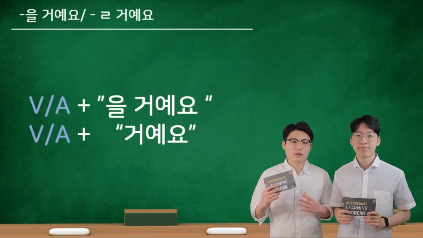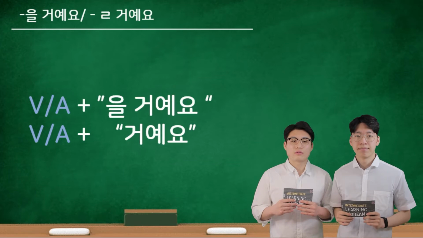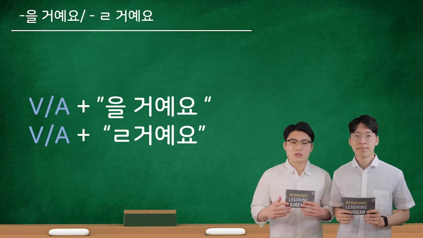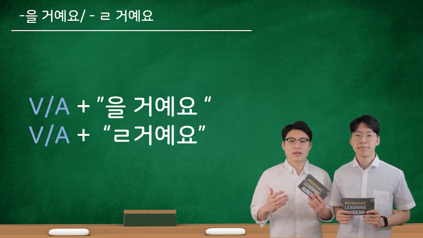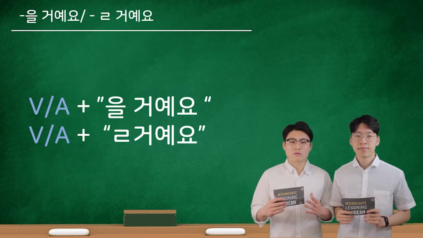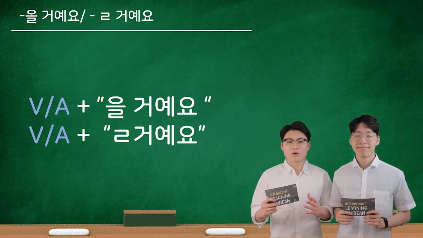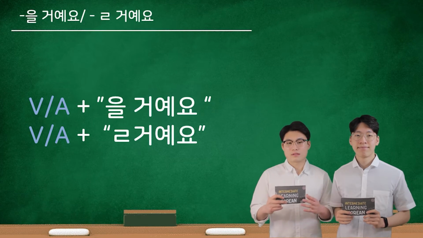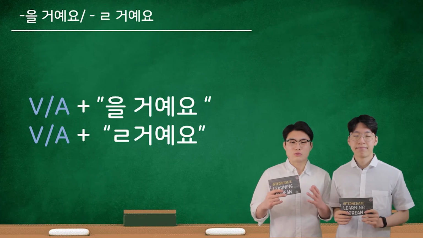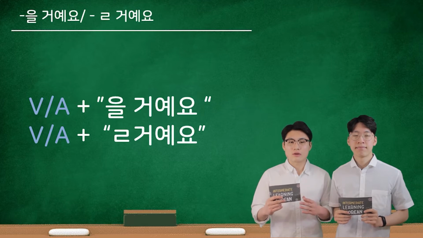Today, what we will learn is 을 거예요 and 리을 거예요. 을 거예요 and 리을 거예요 are used after the stem in a verb or adjective and are used to talk about future situations, plans, possibilities, or subjective beliefs. By the way, are you curious about when we use 을 거예요 and 리을 거예요?